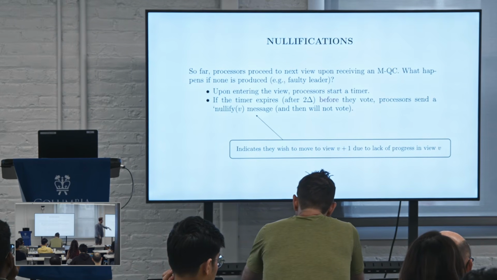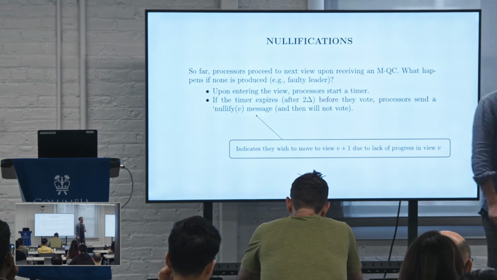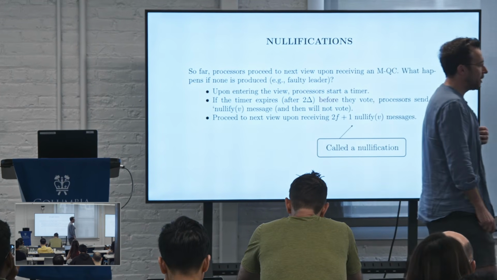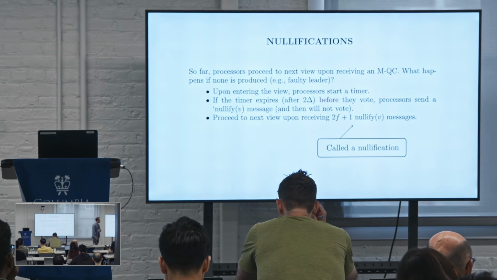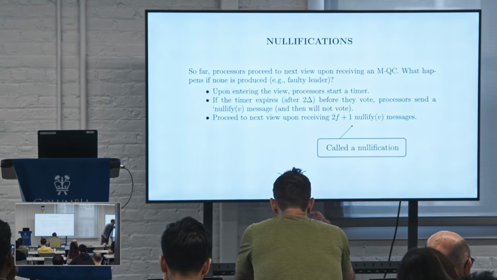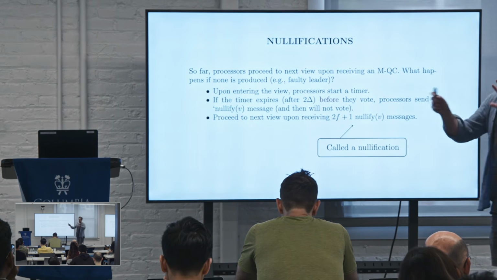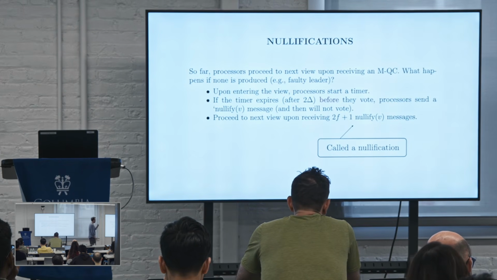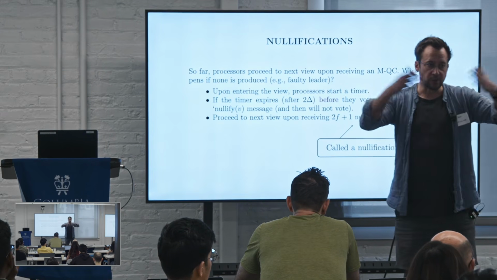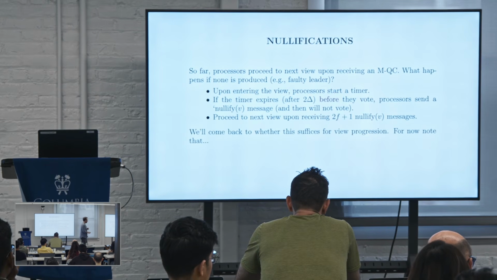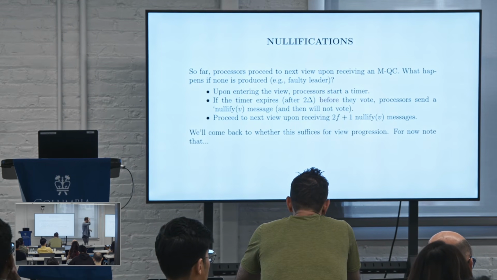You can think of the nullify V message as indicating they want to move to the next view due to a lack of progress in view V. Then you proceed to the next view on getting 2f+1 nullify V messages. A set of this kind I'm going to call a nullification. I've been using slightly different terminology; I think this was a skip certificate yesterday. So I'm calling it a nullification. You set a timer; if you don't vote on time, you send a nullify V message. Everyone proceeds to the next view on getting 2f+1 nullify V messages. We call that a nullification. We'll come back in a little bit to whether this suffices for view progression.